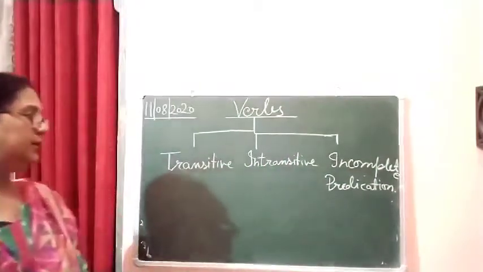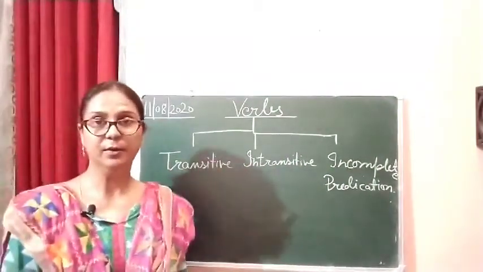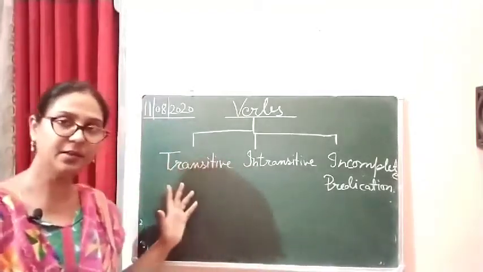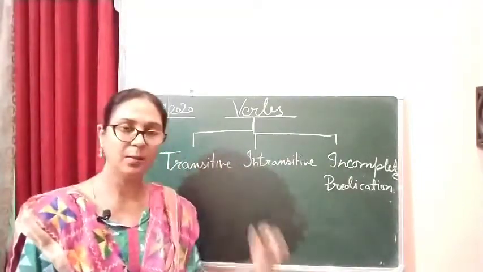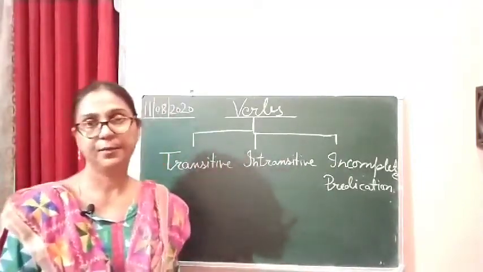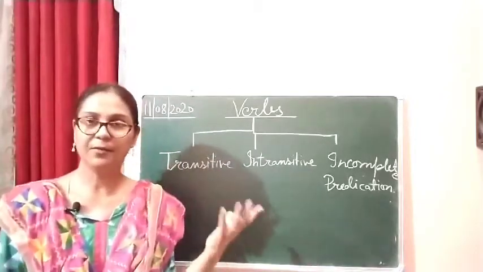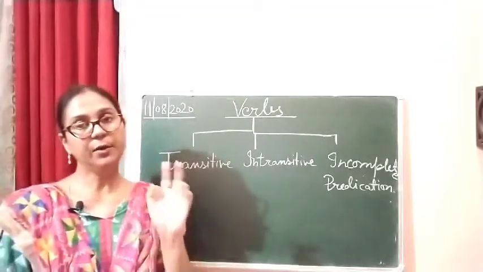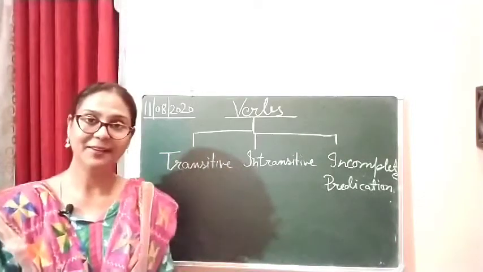Before going to understand these 3 kinds of verb, first of all we are going to discuss in detail transitive, then we are moving to intransitive and then incomplete predication. First of all we should know verbs. We have understood what verbs are. Now here, if the verb is there, an object should be there.